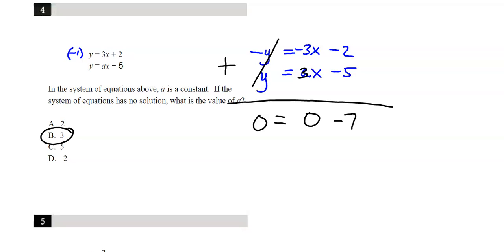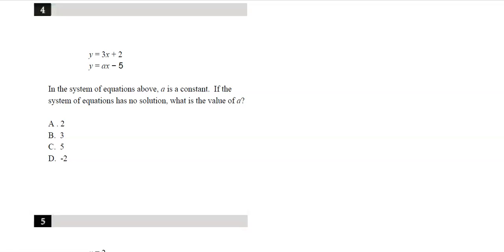So that way I end up with a false statement. And for no solution, you're always going to end up with a false statement. You're going to have 0 equals some number, some constant. So it's a little different than infinite solutions, where you want 0 equals 0.